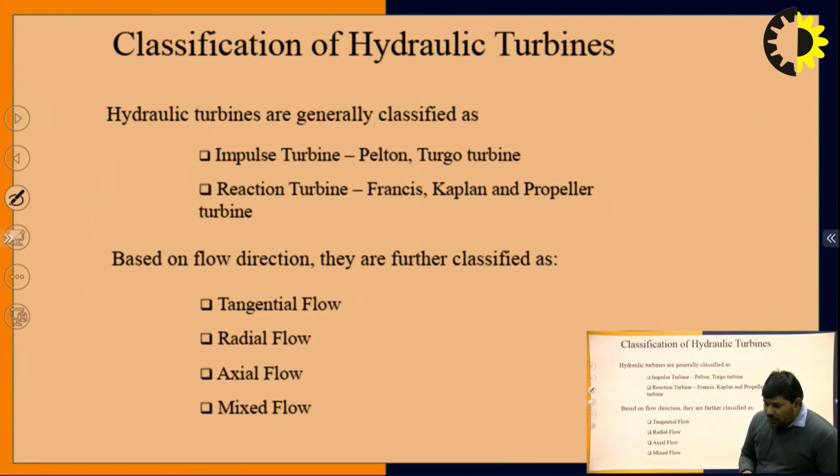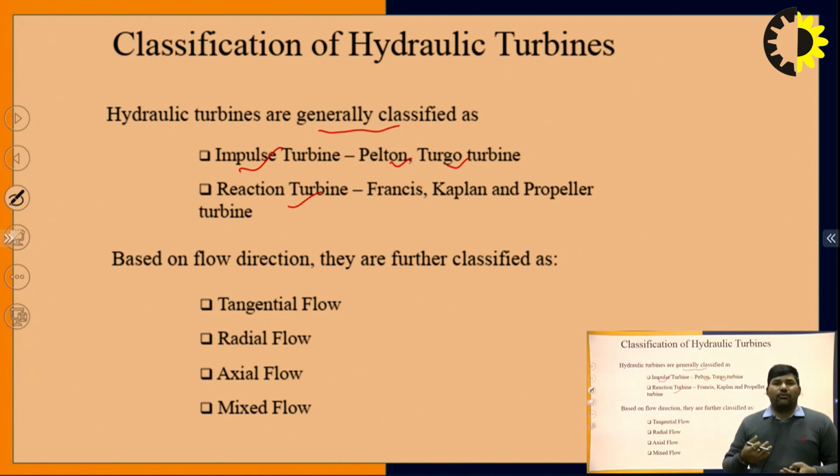Now come to the classifications of hydraulic turbines. The hydraulic turbine is basically of two types: one is the impulse turbine and the second is the reaction turbine. For the impulse turbine, there is the Pelton turbine and the Turgo turbine. In the case of the reaction turbine, there is the Francis turbine, the Kaplan turbine, and the propeller turbine. So, these are the general classifications of hydraulic turbines, but there is also classification based on the flow: how the flow strikes at the inlet and how the outlet of the flow is.